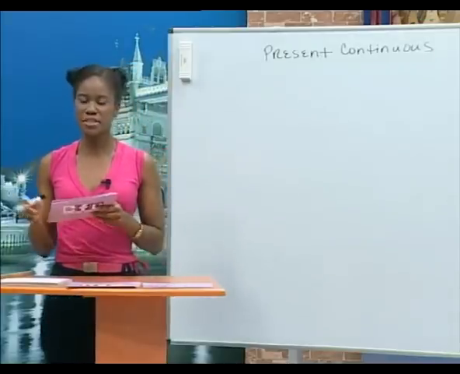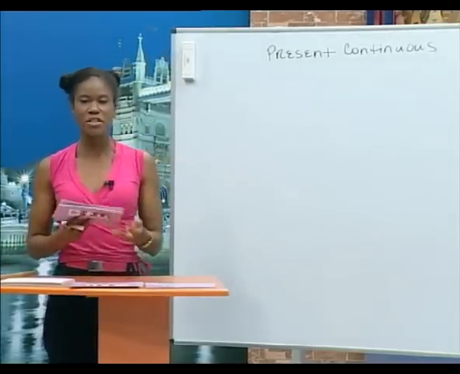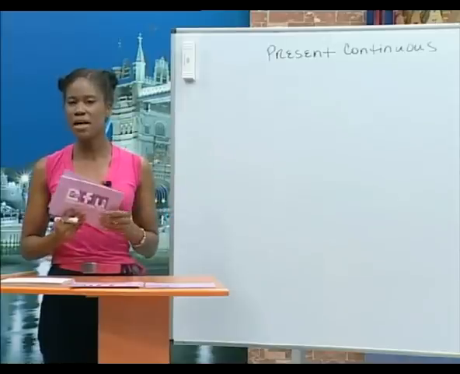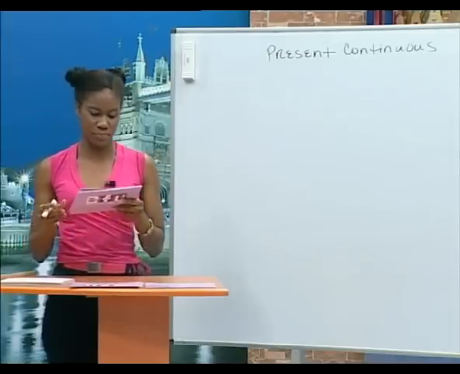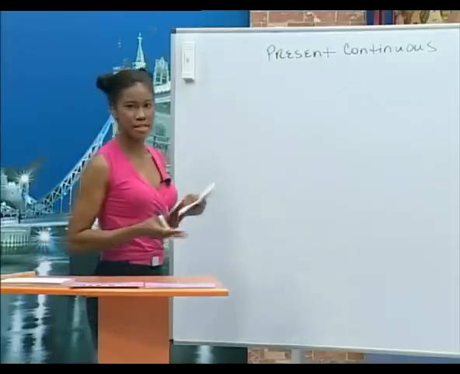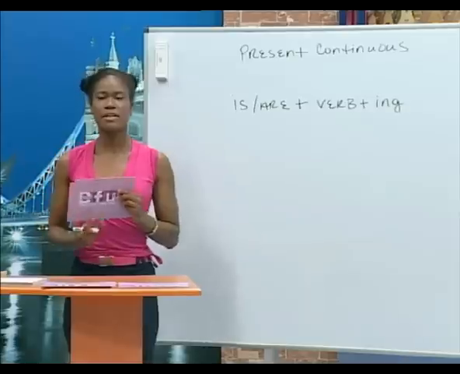We use the present continuous for actions and happenings. These actions are happening around the time of speaking. The action is not finished. Now, the form of the present continuous is is or are plus your verb plus ing. Now let's practice.